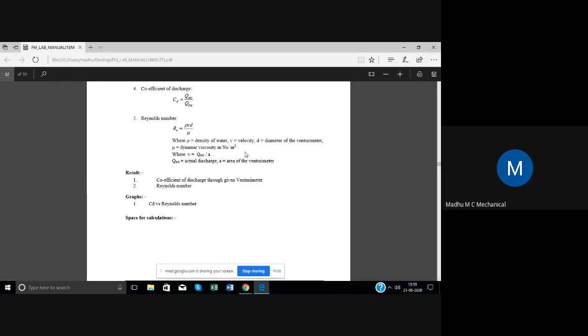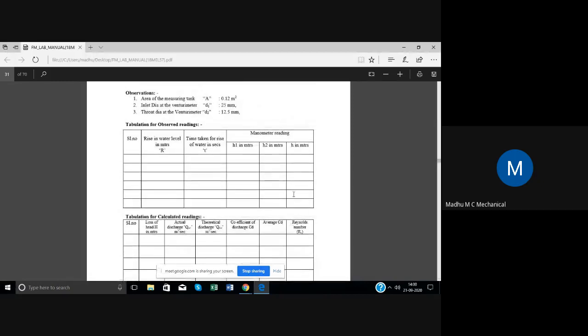Reynolds number less than 2000, flow is laminar, greater than 4000, turbulent. Between 2000 and 4000, transitional flow. Then plot the graph of CD versus Reynolds number. That's all. Same thing that you did last time also.